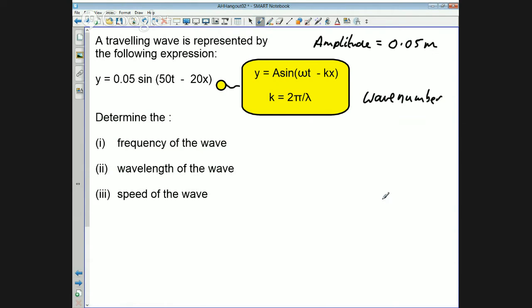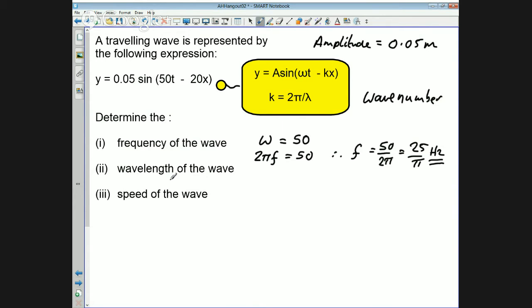What's the frequency of the wave? Well, we compare omega t with 50t, and that must mean that omega is equal to 50. Now, what is omega? Omega equals 2 pi f, so 2 pi f is going to equal 50, and therefore we can see that the frequency is going to equal 50 divided by 2 pi, which we can simplify down to 25 over pi. Now you can do 25 divided by pi in your calculator to get the decimal answer, but I'll just leave that at the moment as 25 over pi hertz.